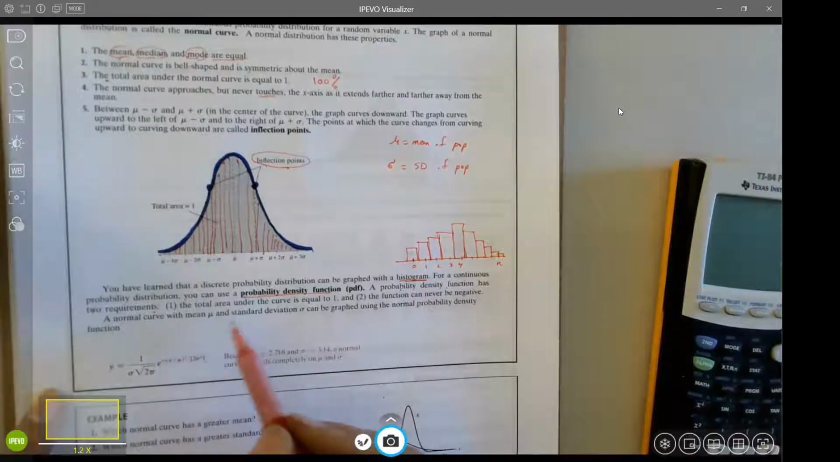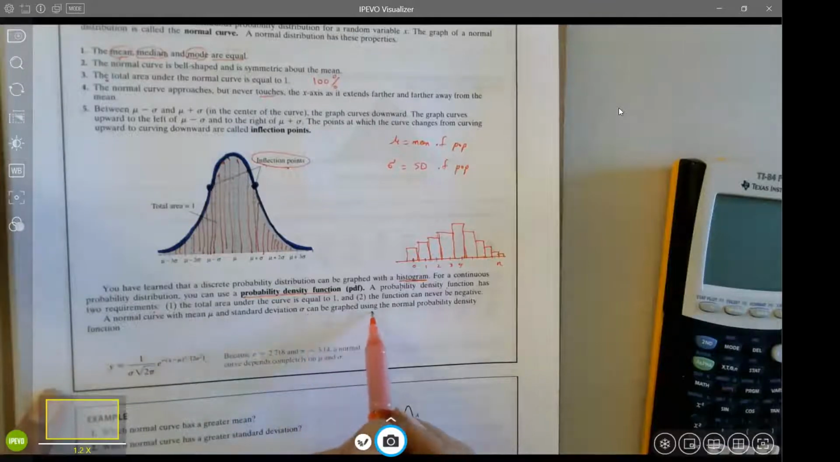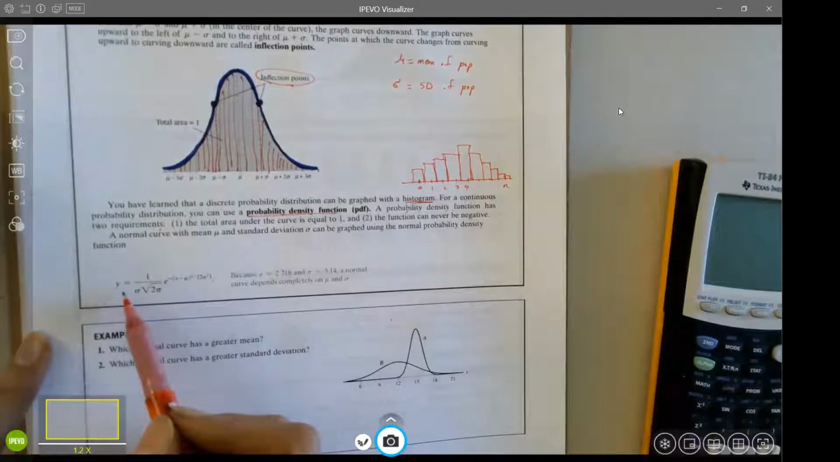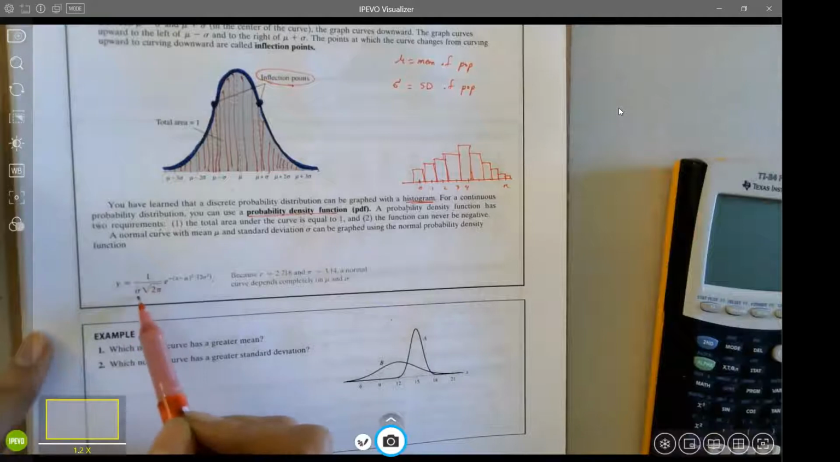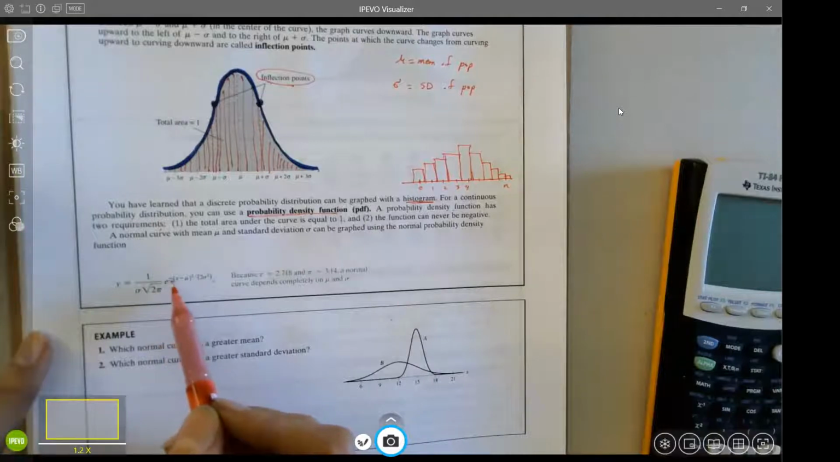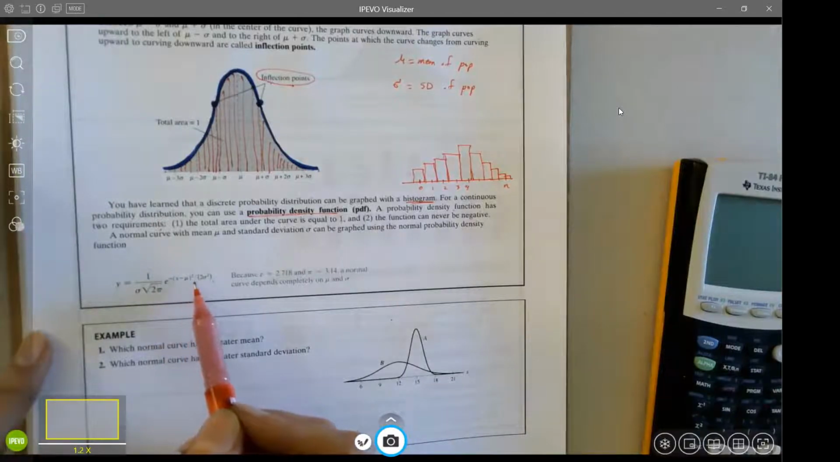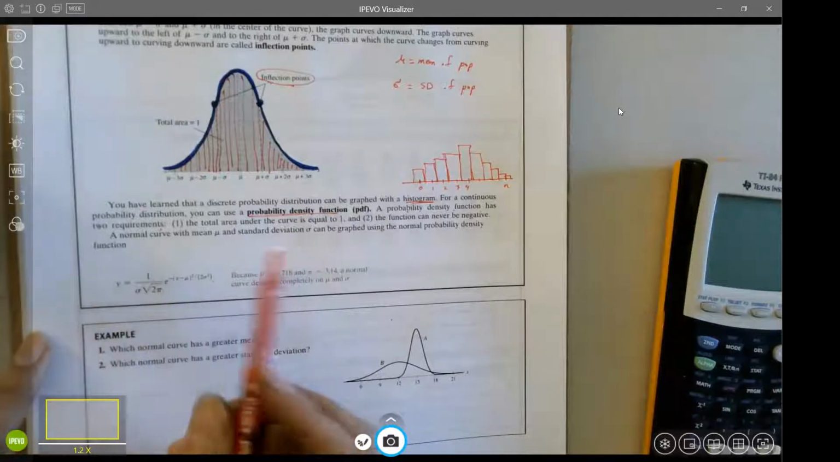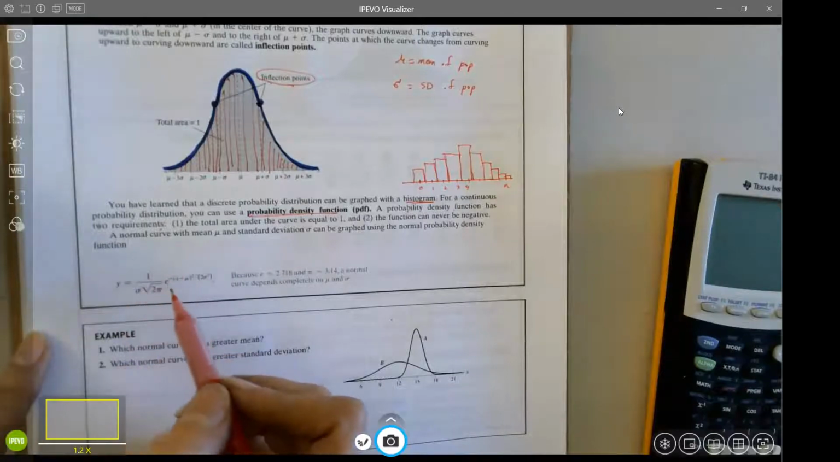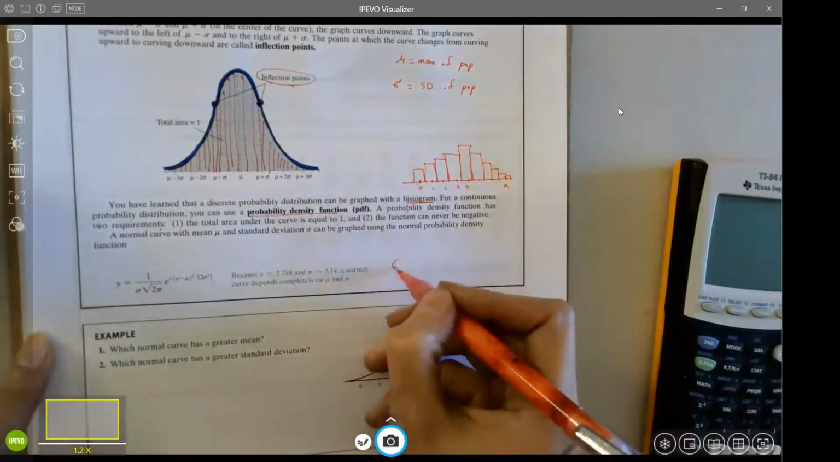A normal curve with mean mu and standard deviation sigma can be graphed using this crazy looking function. So this function says, hey, y or f of x is equal to 1 over sigma times square root of 2 pi e raised to minus x minus mu squared divided by 2 sigma squared. So instead of using this formula to find the probability, we're going to use our calculator.